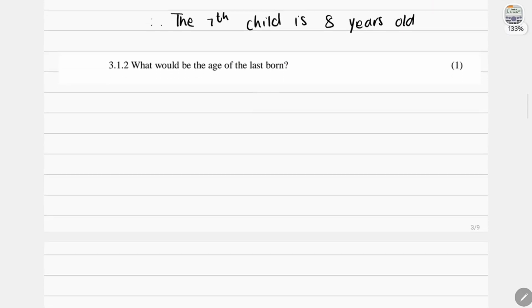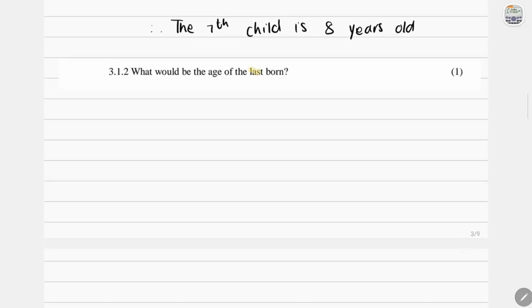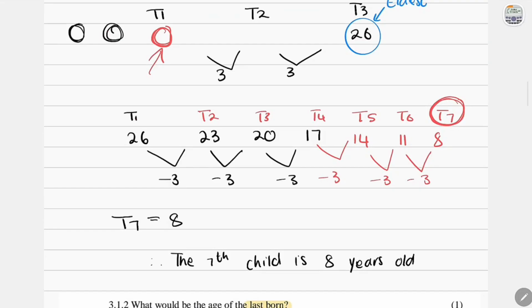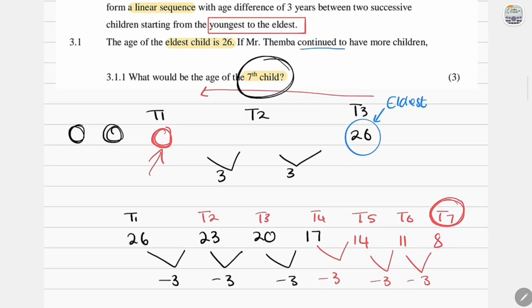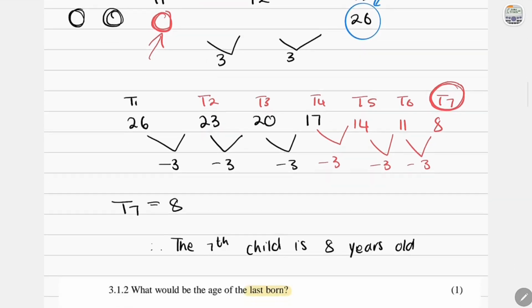Then next question 3.1.2 says, what will be the age of the last born? Okay, so if this pattern continues, what would be the age of the last born? You see, this kind of pattern question is something where we have to think more about logic rather than just counting. Okay, if you just took everything literally, then things could actually go wrong here. So currently, the youngest child we have right now is 8 years old. But if he continues having kids, okay, like they said if you were to continue having more children, so we have to find the seventh child.